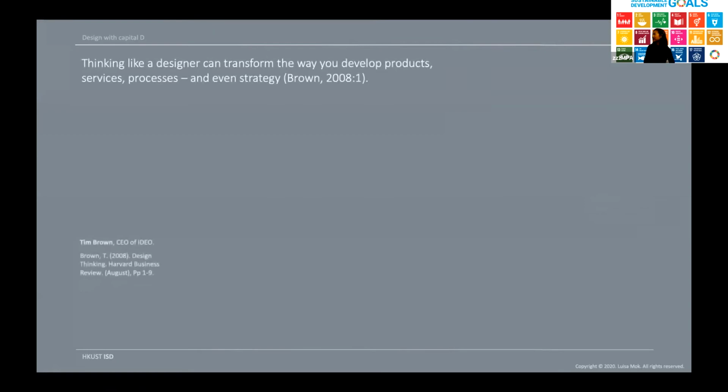And then Tim Brown, I think you know him well. Tim Brown is a partner from IDEO. IDEO is the design company that popularized design thinking. He said, thinking like a designer can transform the way you develop products, services, processes, and even strategy. So, thinking like a designer. Here, apparently, he's not talking to designers, because designers ourselves are already thinking as designers. He wants to say let others, non-designers, think like designers, because he also sees the values of design. So let others think like designers.